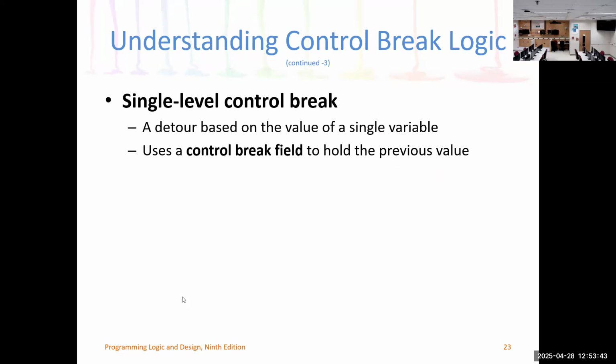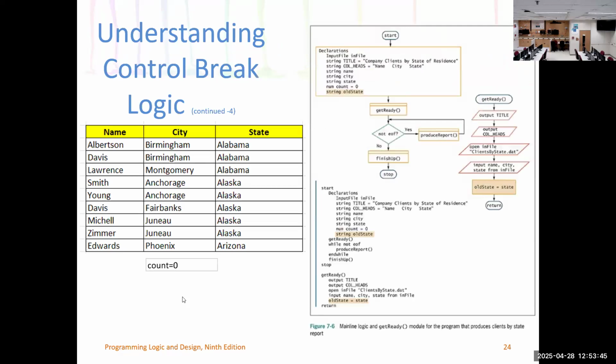Okay. So now for this one here, think about this one here, right? I want to make a control break here, a logic break here. I want to count how many are in Alabama, how many in Alaska, and how many in Arizona. So what is the process here, right? Think about this one here, right?